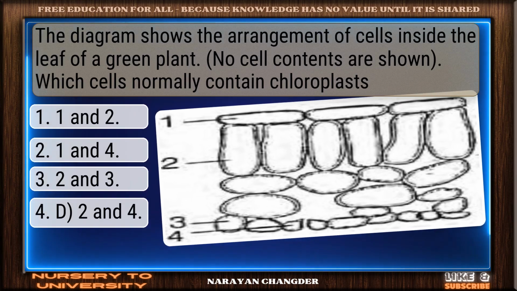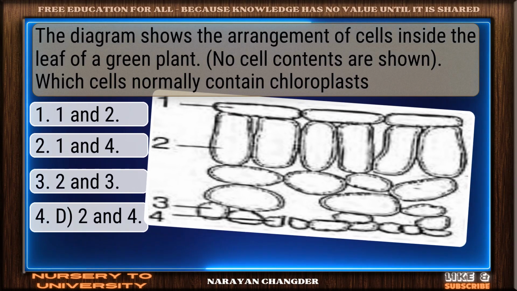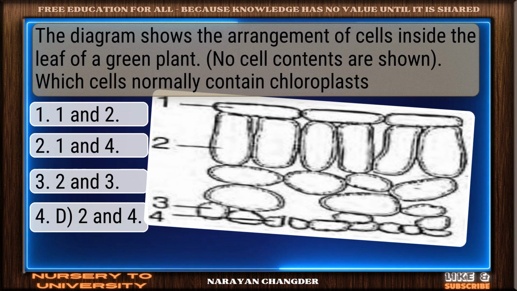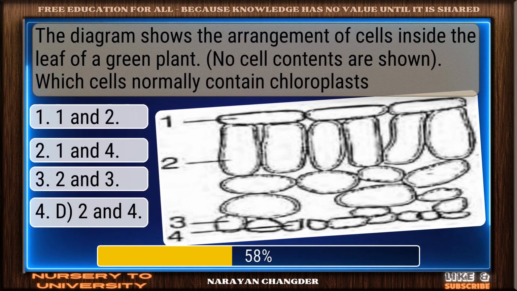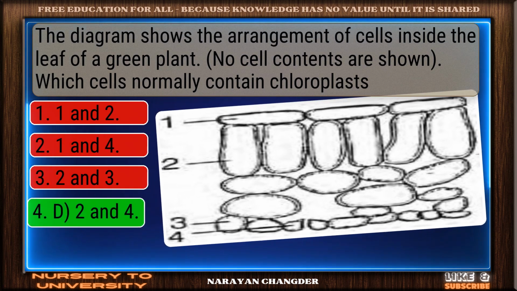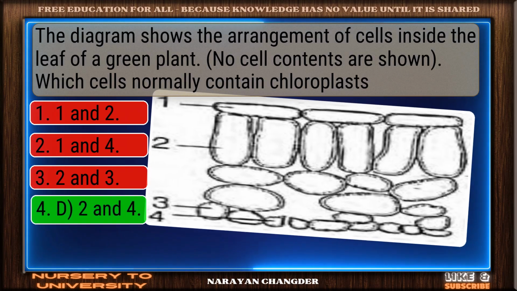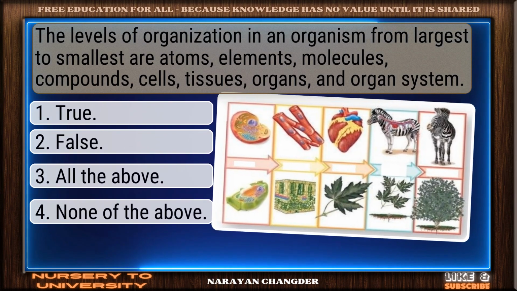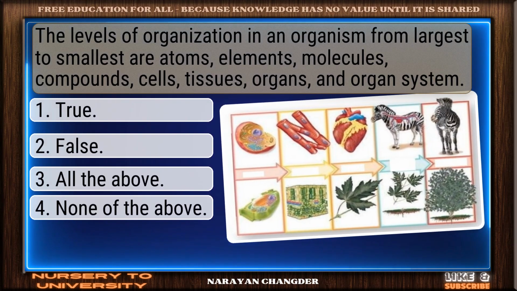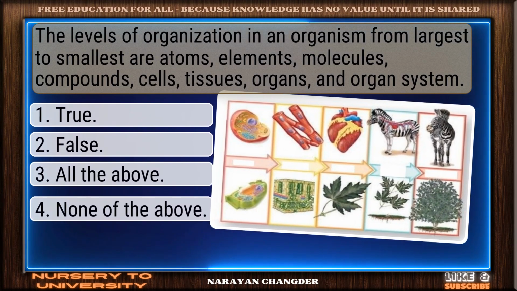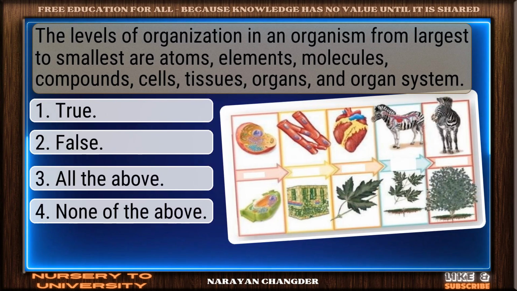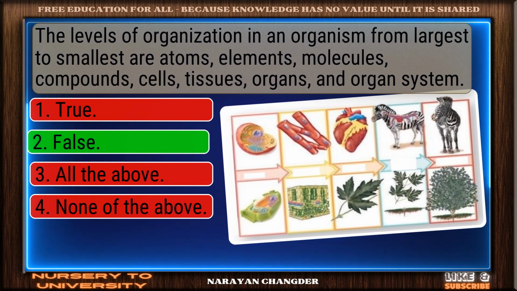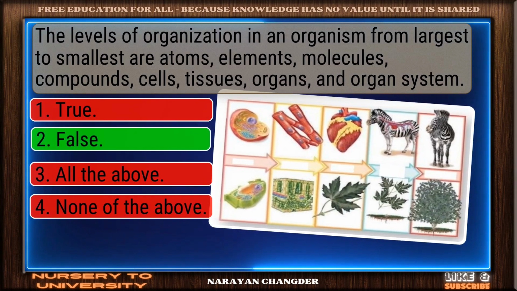The diagram shows the arrangement of cells inside the leaf of a green plant. Which cells normally contain chloroplasts? Great thinking. 2 and 4 is right. The levels of organization in an organism from largest to smallest are atoms, elements, molecules, compounds, cells, tissues, organs, and organ system. Well reasoned. False is correct.